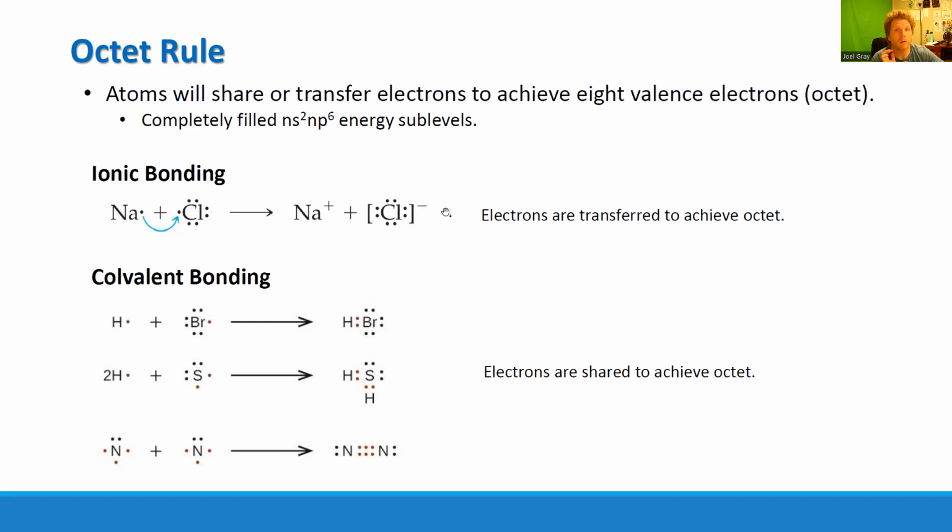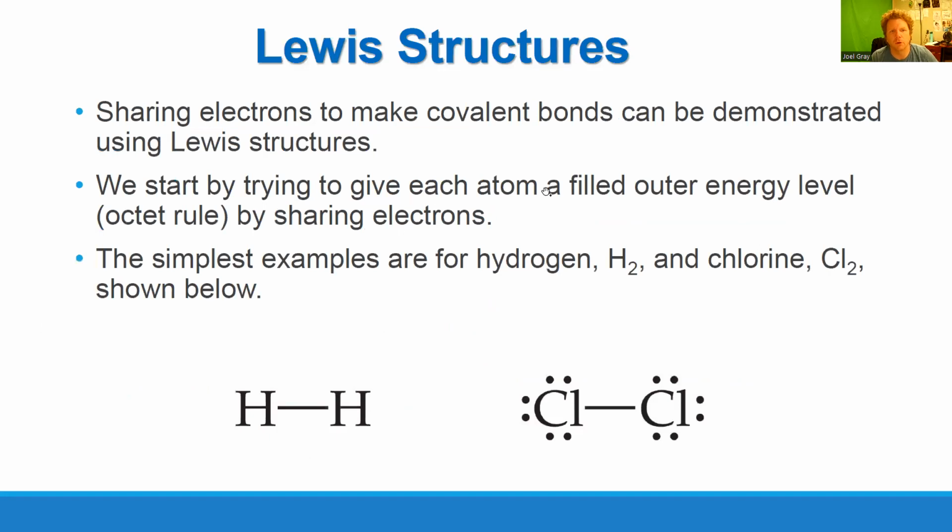In ionic bonding, one element has lost an electron or electrons, and the other has accepted them, and it ends up with an overall negative charge. So the Lewis structure, as is depicted here, shows that sharing of electrons. Sharing of electrons to make covalent bonds can be demonstrated using Lewis structures. We start by trying to give each atom a filled outer energy level, or its octet, by sharing electrons. The simplest examples are H2 and Cl2.